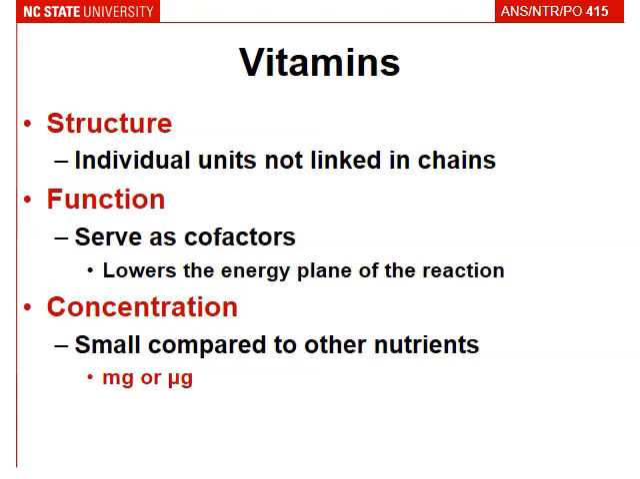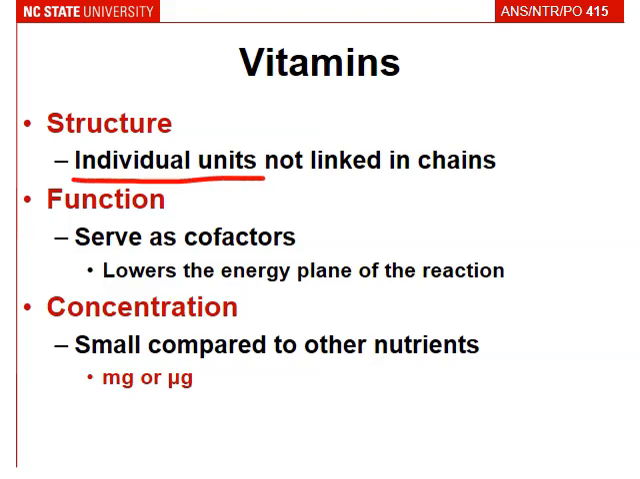So what differentiates vitamins from the other macronutrients is the structure. All of our other macronutrients had some sort of unit or chain grouping: amino acids make proteins, glucose makes starch or glycogen, fatty acids make triglycerides. With our vitamins, they are individual units. They are not linked.